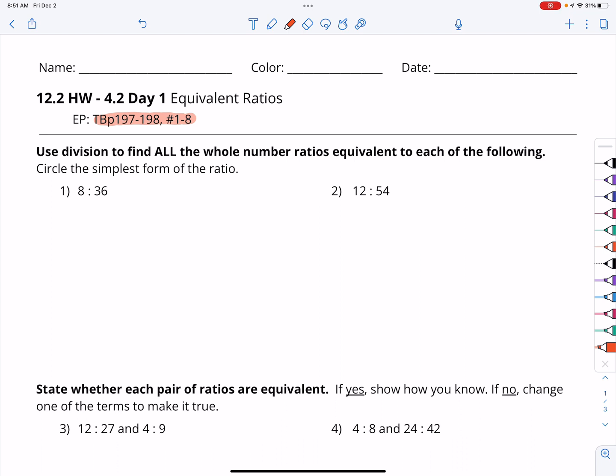All right, let's dig right in. Question number 1: use division to find all the whole number ratios equivalent to each of the following. Circle the simplest form of the ratio. This is kind of a two-step problem. First, I'll use purple today, find all those whole number ratios, and then step 2, circle that simplest form. So we're using division.